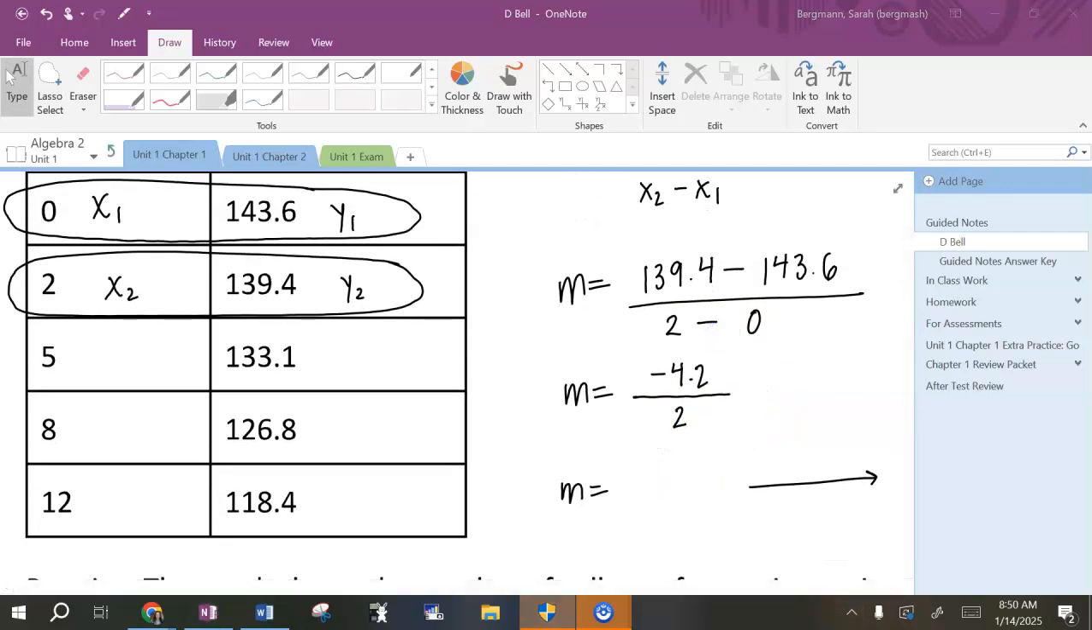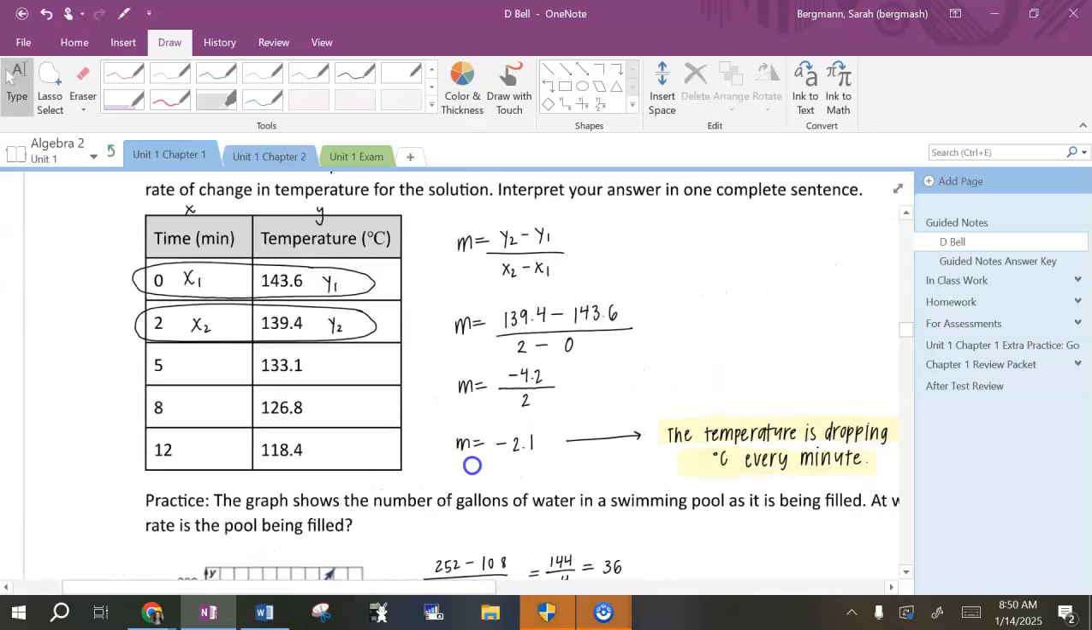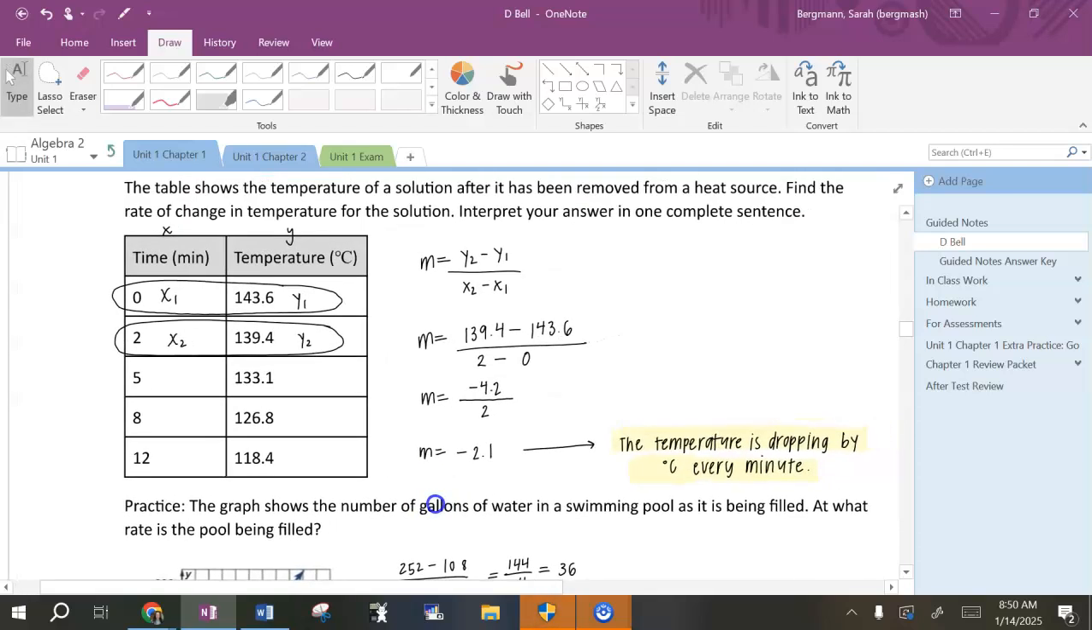Now this is an easy one to divide. We got lucky. A negative over a positive makes a negative. 4 divided by 2 is 2. 2 divided by 2 is 1. So what this is saying is that the temperature is dropping, that's why it's a negative, by 2.1 degrees every minute. You don't have to put negative 2.1 degrees. That's why you put that it's dropping. Or you could put the word decreasing. But you don't need to put the word decreasing and the negative in there. That would be redundant. You just need to put decreasing by and then positive 2.1 degrees Celsius every minute.